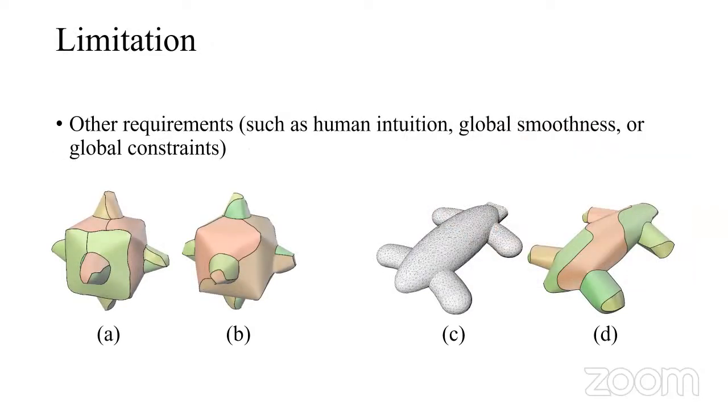However, we do not include human intuition, global smoothness, or global constraints into the genetic pipeline. If this requirement can be encoded with an easily evaluated metric, our genetic algorithm can be easily extended.